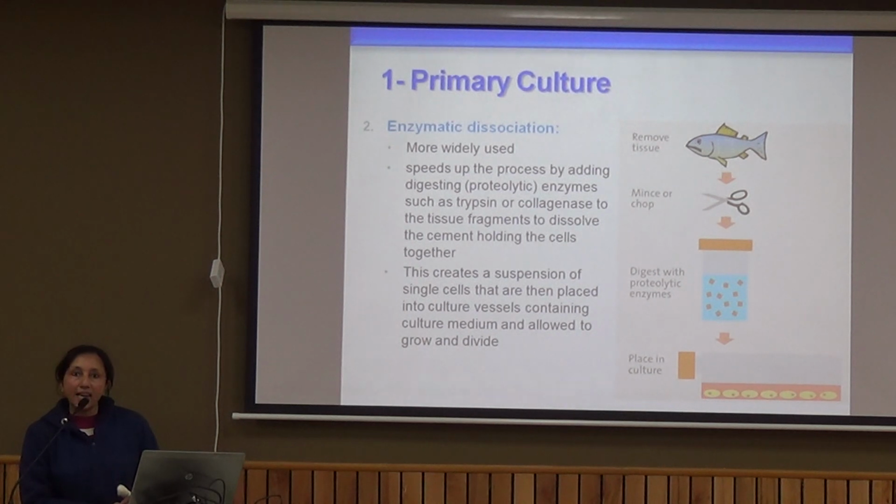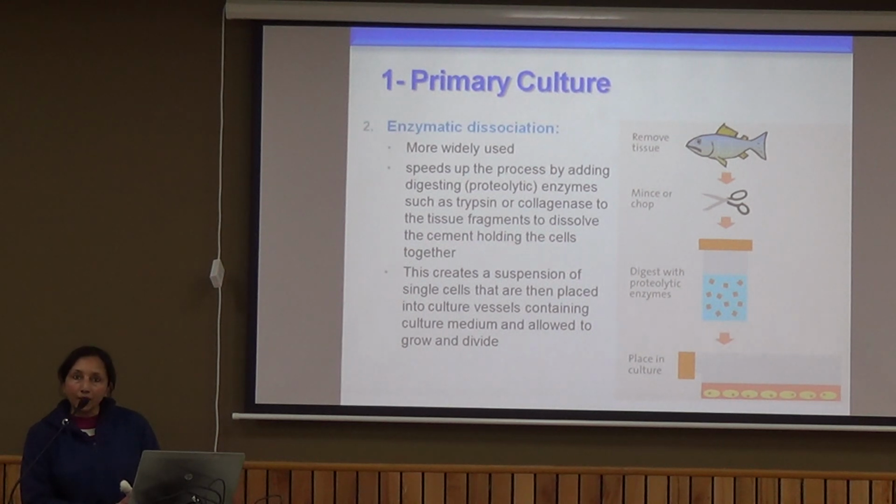The second one is enzymatic dissociation. What do we use here? We use certain enzymes which are used to dissociate various cells from the organs. So it speeds up the process by adding digesting proteolytic enzymes. Why do we use proteolytic enzymes? Because the cells are bound by protein layers.